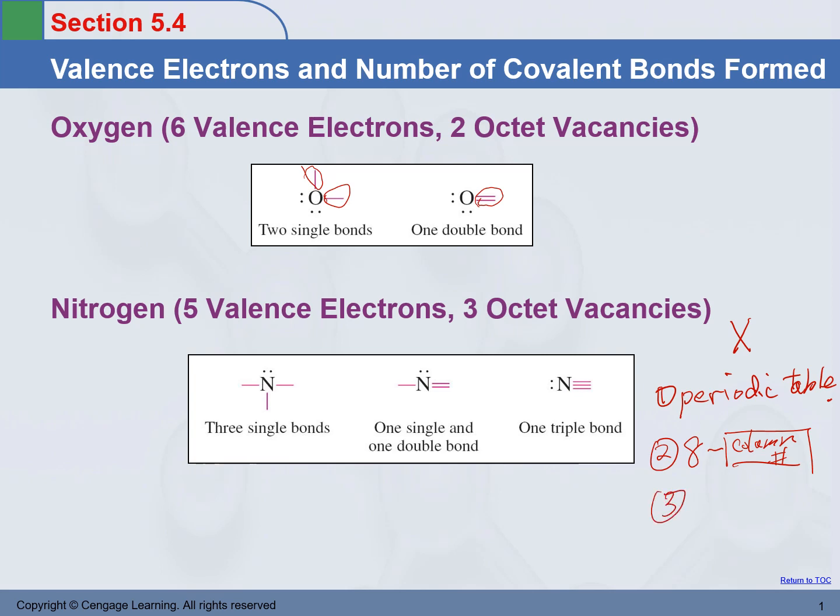Then you figure out the different ways that number of bonds can be formed. For example, in the case of oxygen, we concluded that it needs 2 bonds. So there are 2 different ways to form those 2 bonds, 2 single or a double. In the case of nitrogen, it needs 3 bonds. There are 3 different ways to form the 3 bonds: 3 single, 1 single plus a double, or 1 triple.